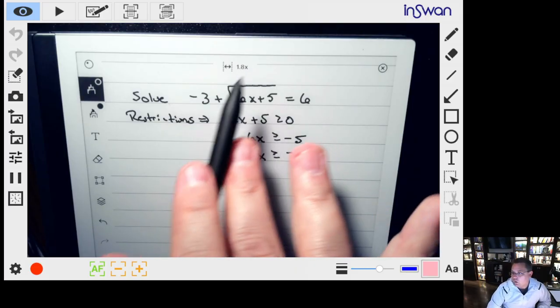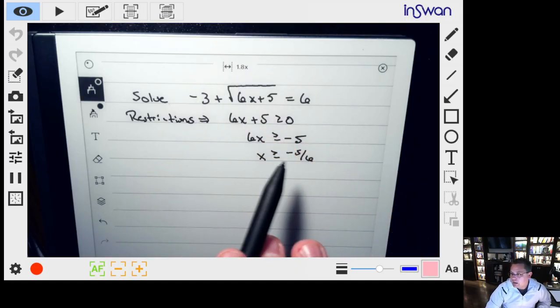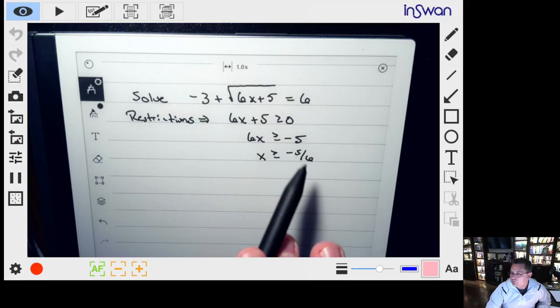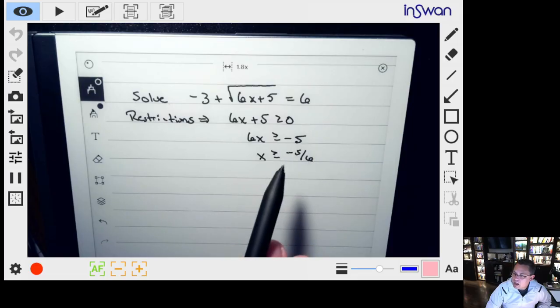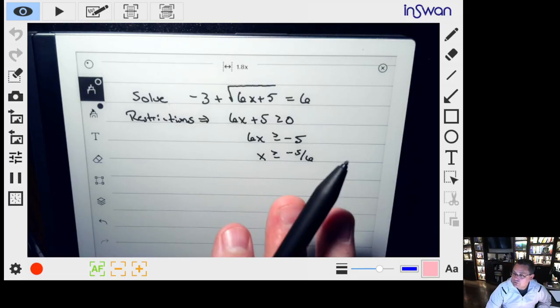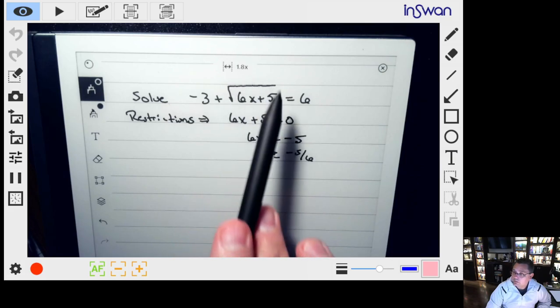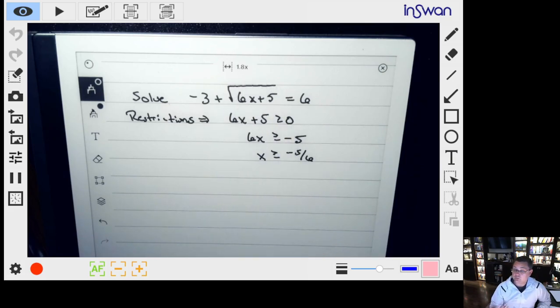Okay, so when we get an answer out, if we're not at least negative 5/6, which is about negative 1, so if we're not at least that large or larger, then it's not going to work in this square root, and we have to disregard that solution. Also, let's be careful when we're squaring, because we don't want to end up with extra solutions. So we'll be careful there as well.